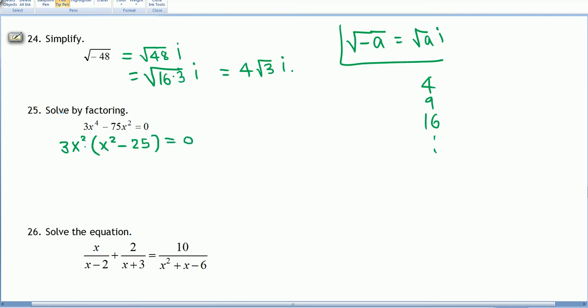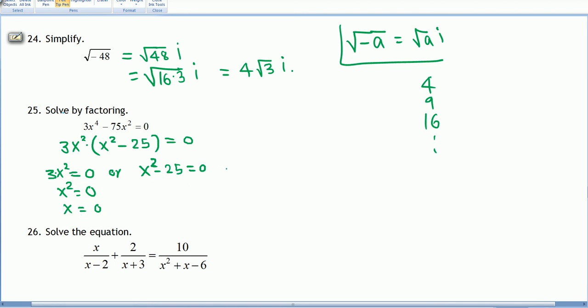Now we have a situation where the product of two things equals 0, that implies either 3x squared equals 0 or the whole x squared minus 25 equals 0. We solve each equation. So 3x squared equals 0, divide by 3, you get x squared equals 0. Take square root both sides, so x equals 0 plus or minus, but same thing, so x equals 0.